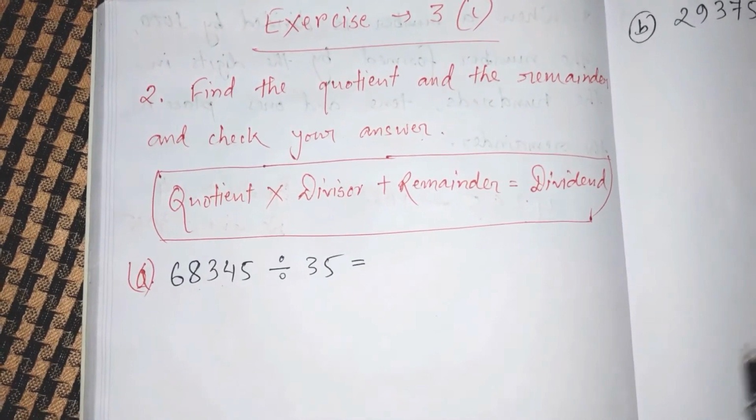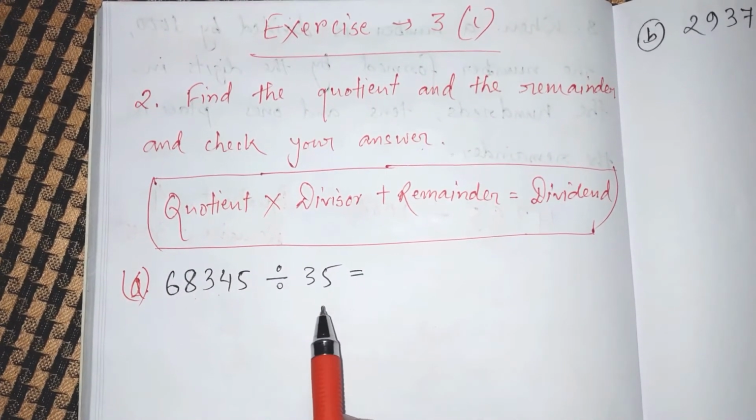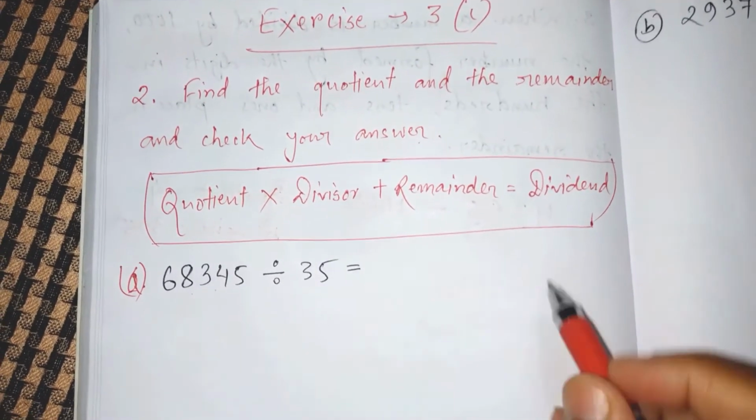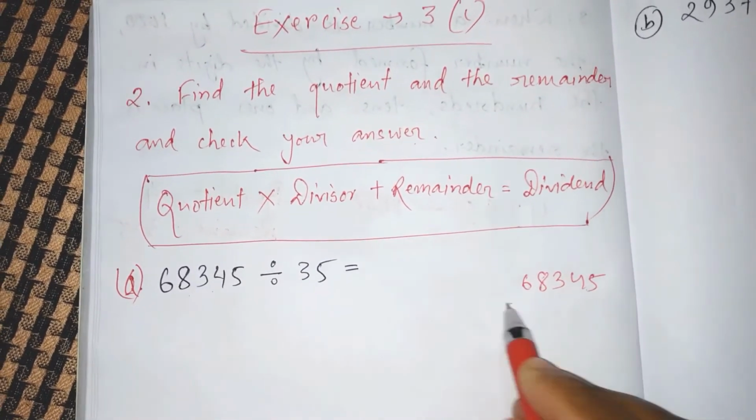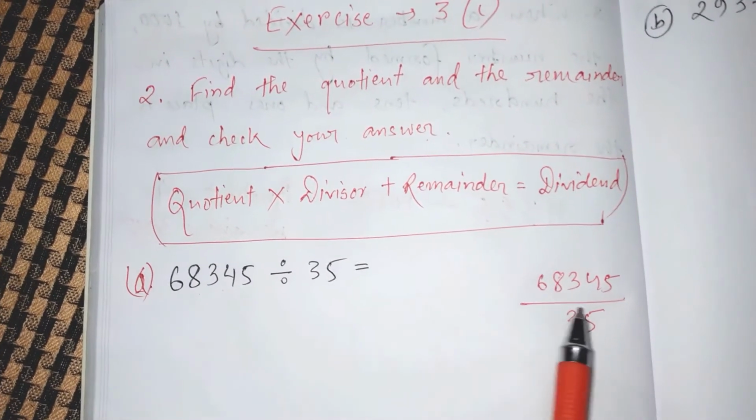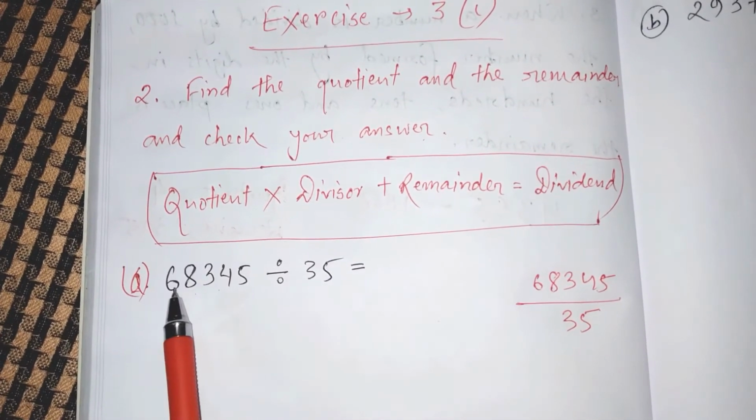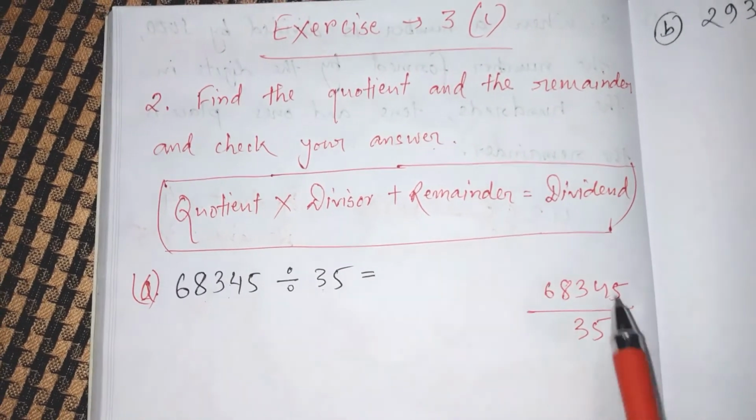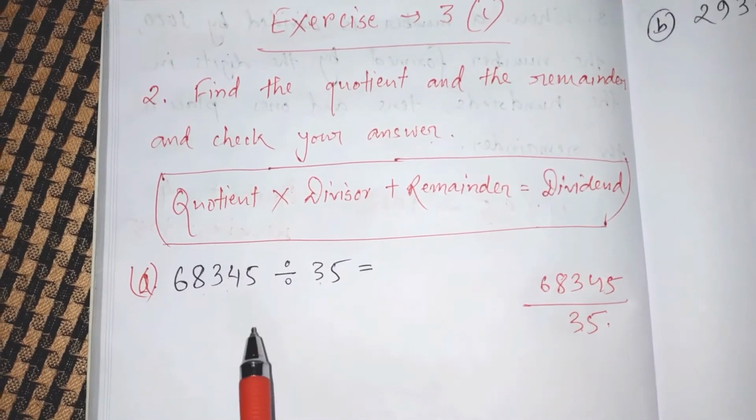So students, one thing I would like to tell you first, is that this can also be called a fraction. If I write this one this way, 68345 divided by 35, this is a fraction. So this can be written this way also. That means you need to divide this 68345 by 35, and this also means the same thing. Okay, you need to divide this number by this number. So let's see how to find the solution of this one.